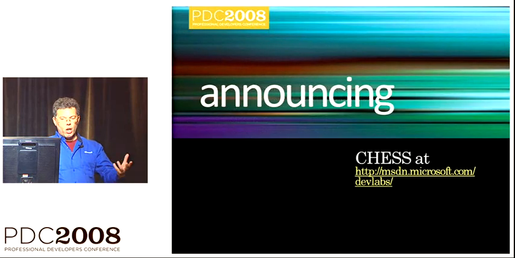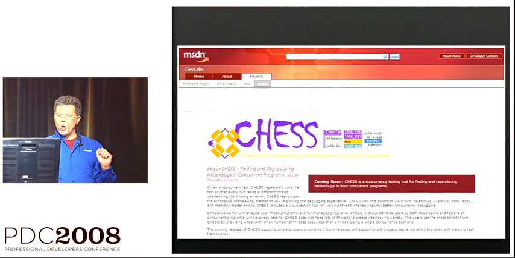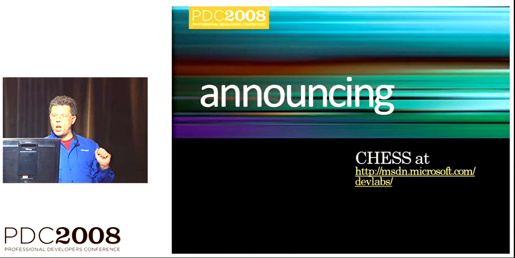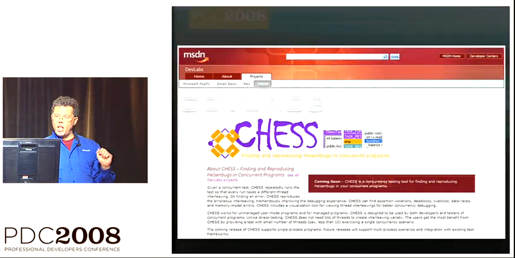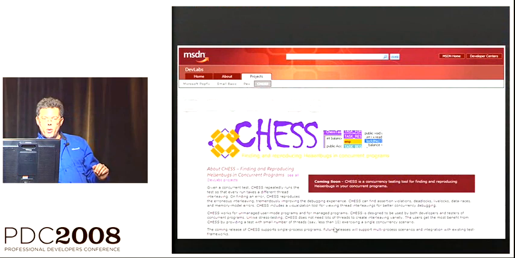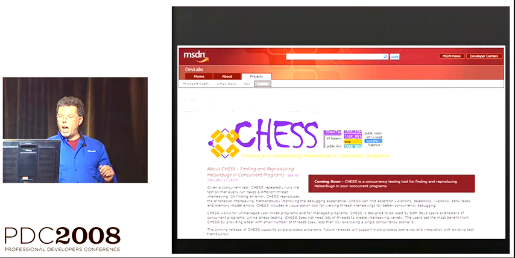So we are announcing that CHESS will be available at DevLabs. We are working on the installer. We are getting it out soon. We want your feedback. If you go to DevLabs, that's msdn.microsoft.com/devlabs, you'll see a number of tools that are there: Popfly, Small Basic, PEX. PEX is also from our same team. And CHESS will be there very soon.